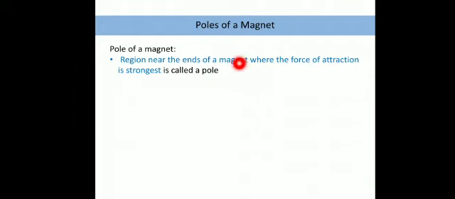If you take a bar magnet or a horseshoe magnet, you will see that the magnet has two ending points. Near those ending points is the region where the force of attraction is very, very strong. All of you kindly remember this. This has been asked in CBSE objectives. So the region near the edge of a magnet where the force of attraction is very, very strong is called a pole.